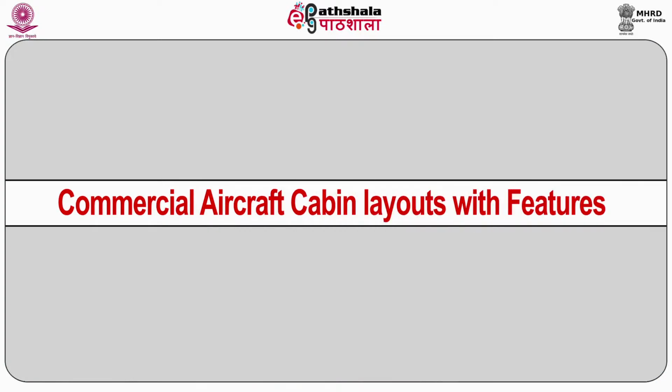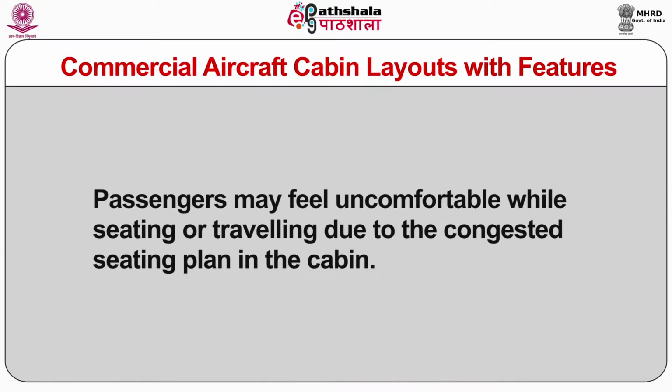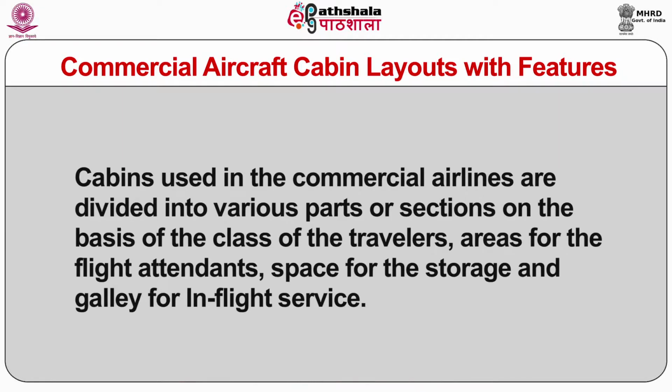Dear students, let us now take up the commercial aircraft cabin layouts with features. Aircraft cabin refers to the section or place where the passenger sits while traveling in the aircraft. Passengers may feel uncomfortable while sitting or traveling due to the congested seating plan in the cabin. Cabins used in commercial airlines are divided into various parts or sections on the basis of the class of the travelers, areas for the flight attendants, space for storage and galley for in-flight services.